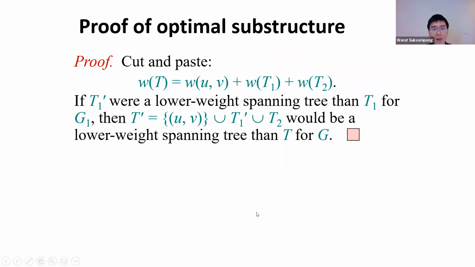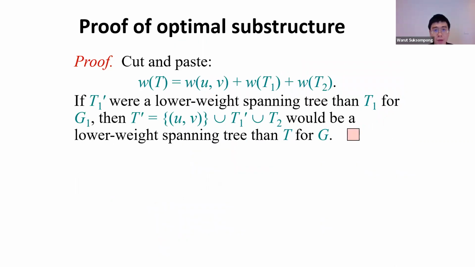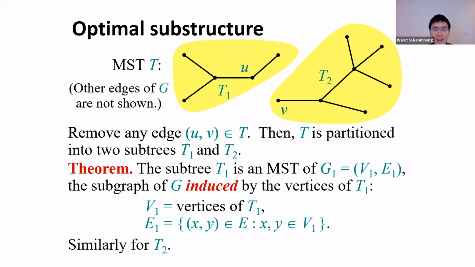The proof of this is by cut and paste. This kind of combining, optimal substructure, is almost always by cut and paste. Suppose that for T1 there's a better solution. We can use that solution, combine it with the solution of T2, and paste back in the edge UV, and you would get a better solution to the original problem.